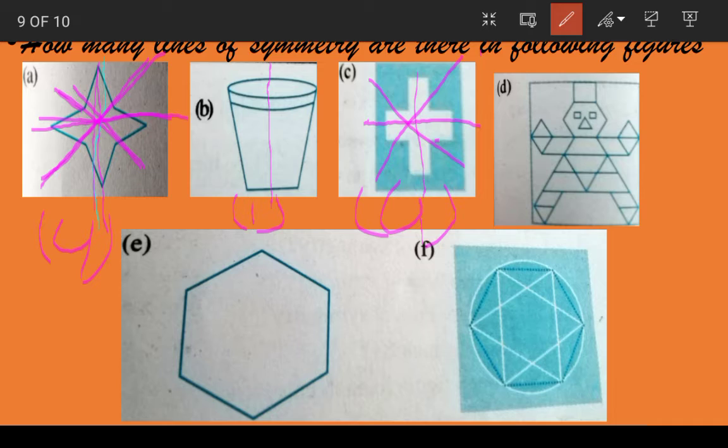It is a gingerbread man kind of thing, or a geometrical man. It is looking very fun. Okay, so let us enjoy, but be serious with your chapters also. So let us see. Only one line of symmetry can be formed here.